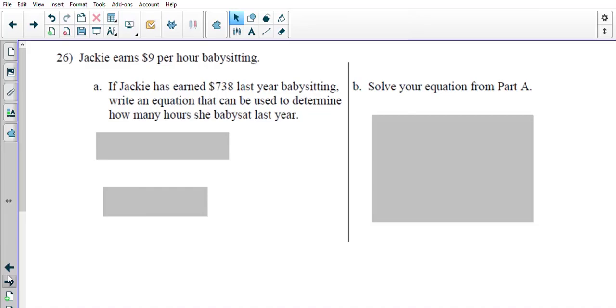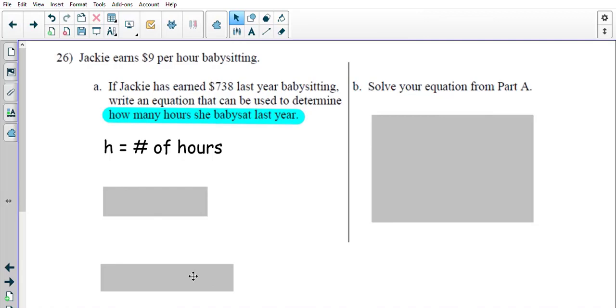So number 26 says Jackie earns $9 per hour babysitting. If Jackie earned $738 last year babysitting, A, write an equation that can be used to determine how many hours she babysat last year. B, solve your equation from part A. Let's start by identifying our unknown. It says write an equation that can be used to determine how many hours she babysat last year. So my variable is going to be H to represent the number of hours.